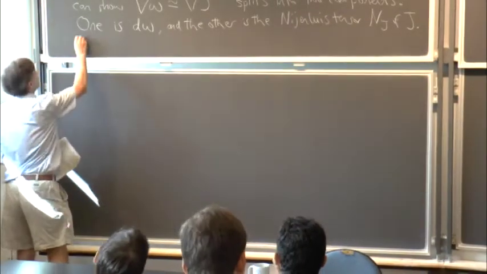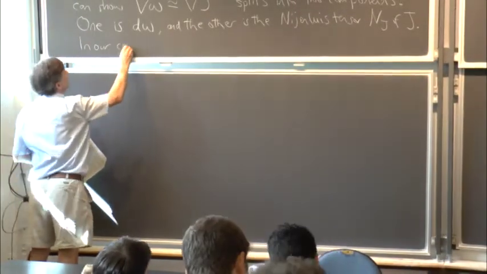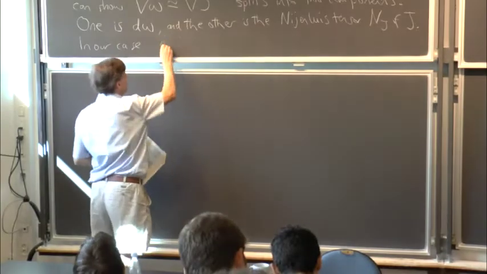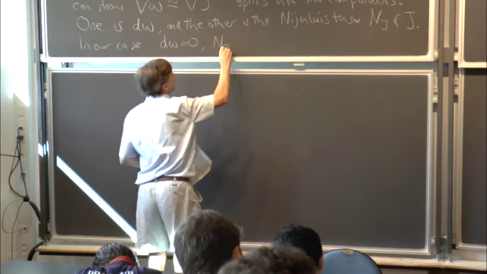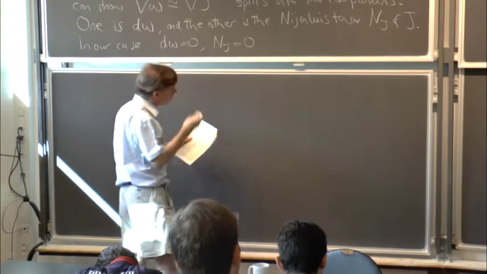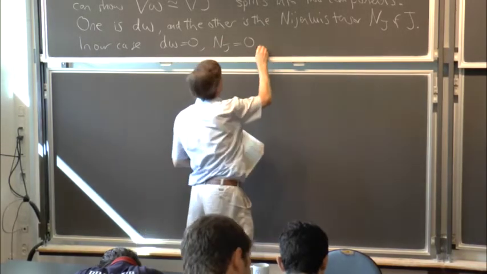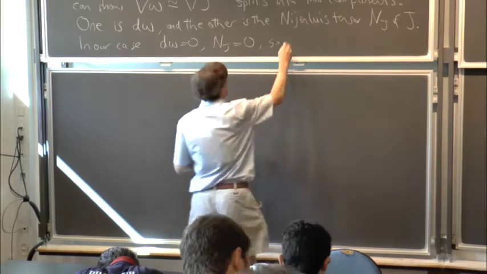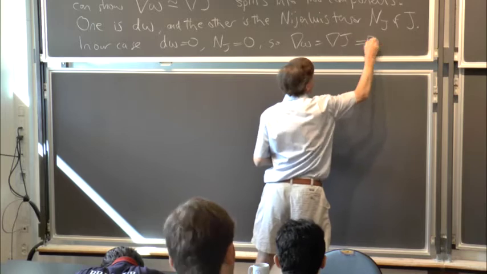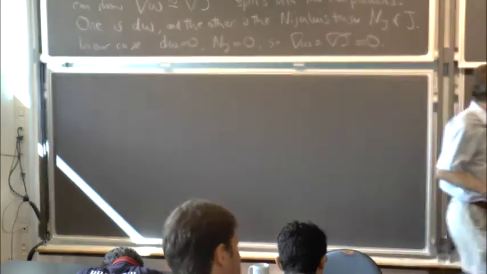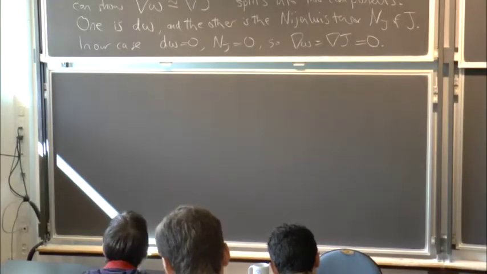But in our case, both of these components vanish. d omega equals 0 because it's Kähler, and N_J is 0 because J is a complex structure, not an almost complex structure. So therefore, nabla omega and nabla J are 0. That hopefully justifies the first part of the proposition.